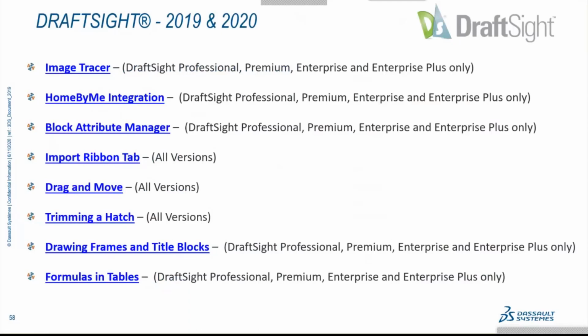So notice Image Tracer is not in this DraftSight Standard. It's in Pro, Premium, and Enterprise versions. Same thing with Home integration. Same with Block Attribute Manager. Okay. The import ribbon is in all versions.